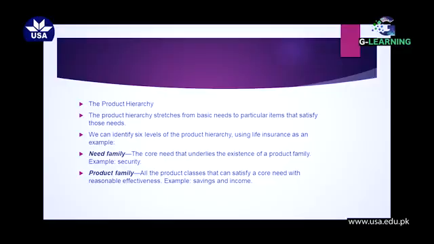The first thing that we need to understand is the product hierarchy. The product hierarchy stretches from the basic needs to particular items that satisfy those needs. We identify 6 levels of the product hierarchy using life insurance as an example. Number 1, need family. The core need that underlies the existence of a product family, for example, is security. Insurance we always do for the security of the family.